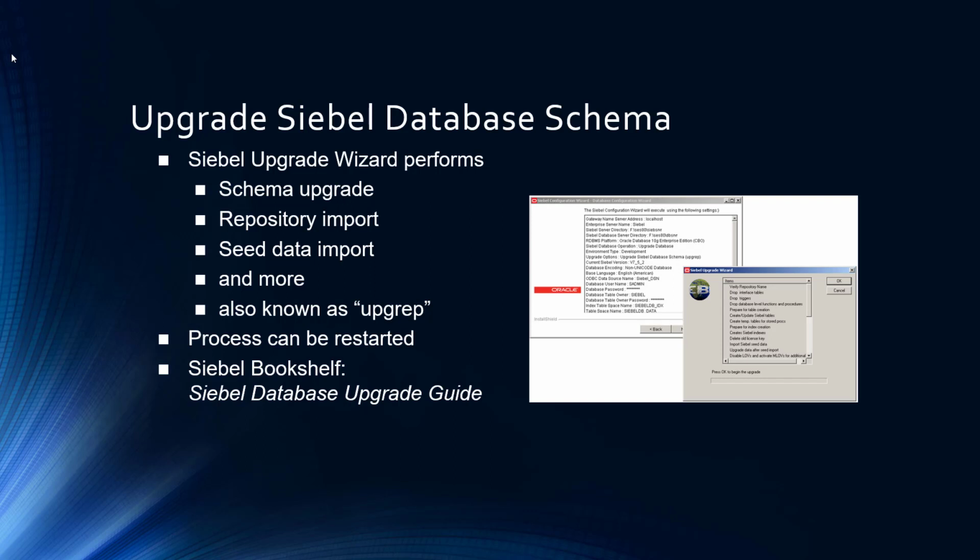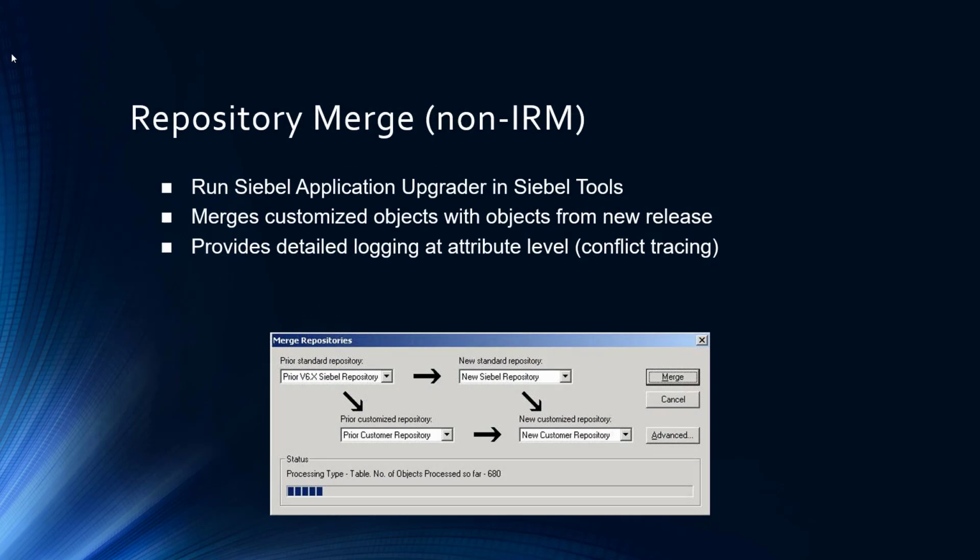The Upgrade Wizard itself is a process that keeps track of what has completed successfully. So in case of any errors, it stops, but it can be restarted after the error or the root cause of the error has been removed. The repository merge itself is a process you can run separately in Siebel Tools, but only in a non-IRM setting. So when you come from a very old Siebel version, you actually have to run the application upgrader manually in Siebel Tools. Again, this is not very likely, but we keep it here as information for those who come from very old Siebel versions, such as 7.8, for example.